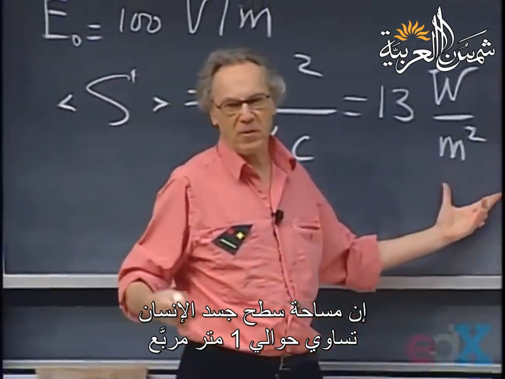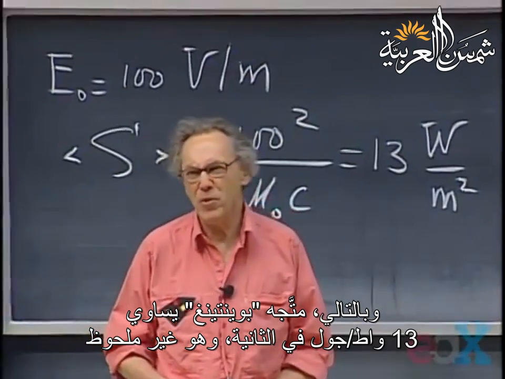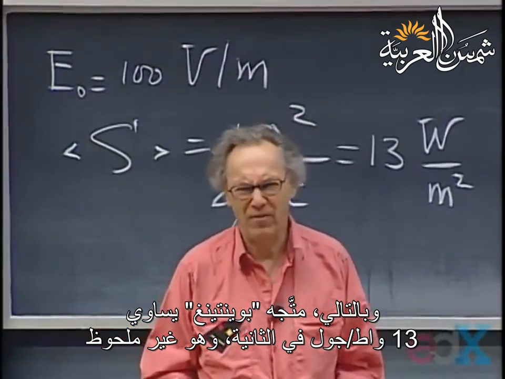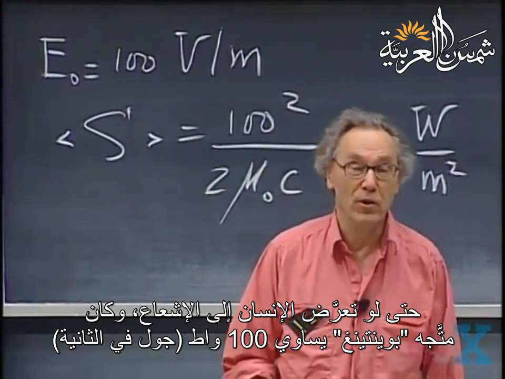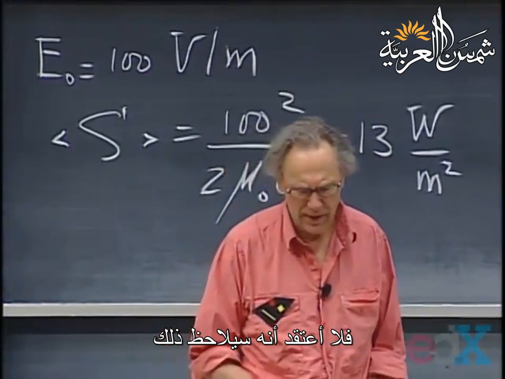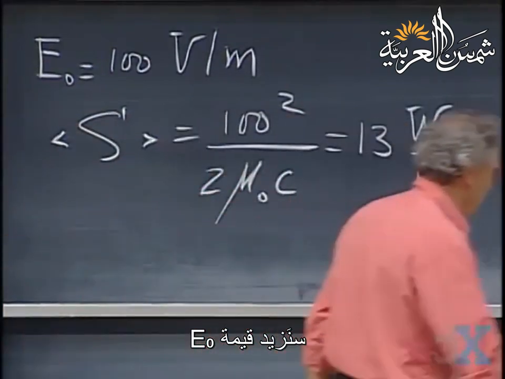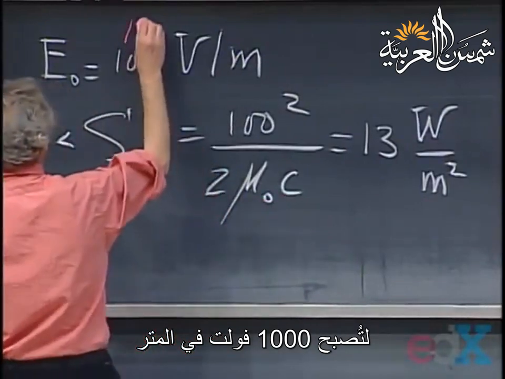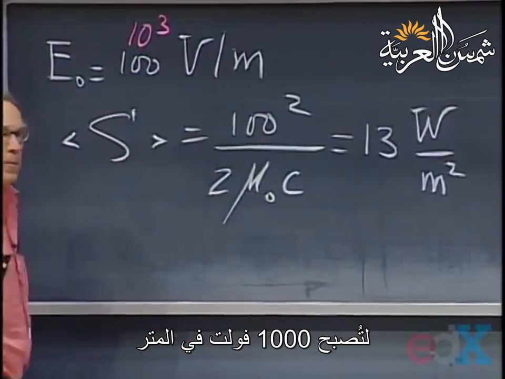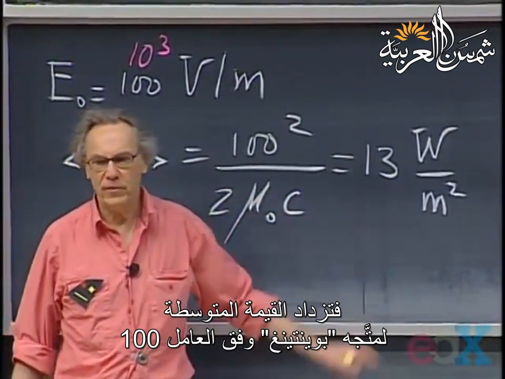You probably have a surface area with close to 1 square meter. 13 watts, 13 joules per second. Not very noticeable. You radiate yourself 100 watts, 100 joules per second, so I don't think you will notice that. But imagine now that we increase the value of E0 and we make it 1,000 volts per meter. Now, this goes up by a factor of 100.